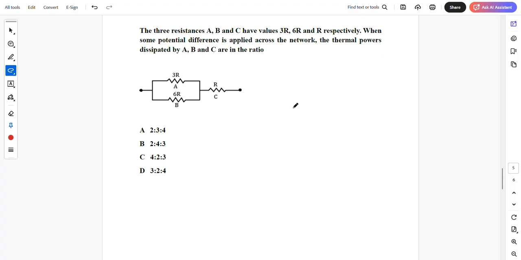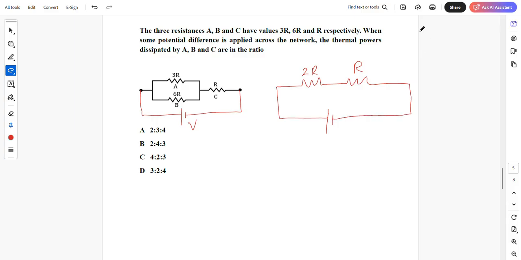Now next problem ನೋಡೋಣಪ್ಪ. We'll go to the third problem. What it is saying: the three resistances A, B and C have values 3R, 6R, R respectively. When some potential difference is applied, ಇಲ್ಲಿ potential difference applied ಮಾಡಿದಾರಂತೆ. Therefore, I can assume that there is some potential difference here, V ಅಂತ ಇಟ್ಕೊಳ್ಳೋಣ. For example, ಇದು 3R and 6R they are in parallel. ಎಷ್ಟಾಗುತ್ತಪ್ಪ ಇದು? This will be 2R ಆಗುತ್ತೆ. ಇದು R ಹಂಗೆ. This is 2R ಆಗುತ್ತೆ, right? And then this is V.